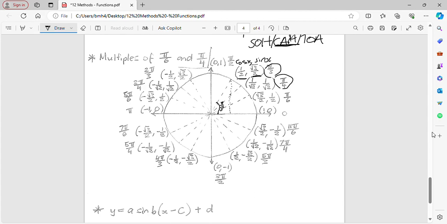And as you can see, we've got the same numbers popping up in all of these angles really as we go around the unit circle. So I'll just erase this so I can show you. So we've got multiples of pi on 4 here.